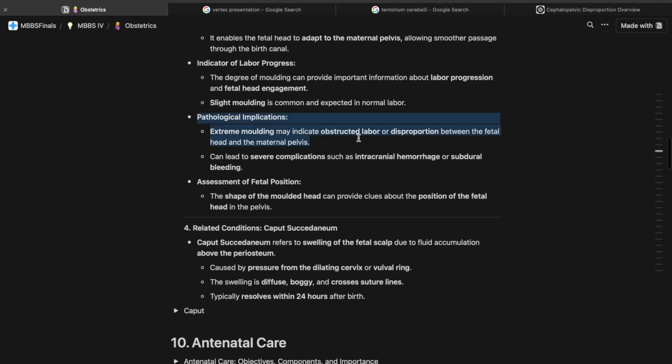So extreme molding may indicate obstructed labor. We have already seen that, and disproportion between the fetal head and maternal pelvis can lead to severe complications such as, we have already seen this, subdural bleeding also. Assessment of fetal position. The shape of the molded head can provide clues about the position of the head in the pelvis. So as I mentioned, mold X being different from mold Y, and X and Y being different sides of the pelvis, meaning different station sites. Overall you can say both are somewhat similar.